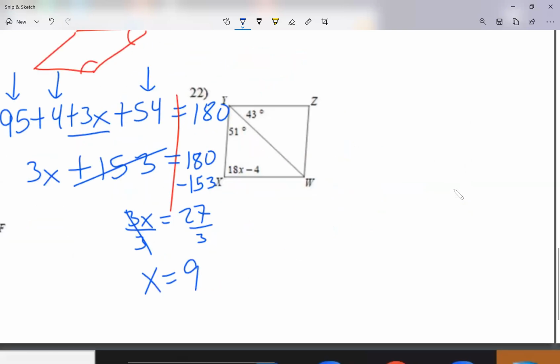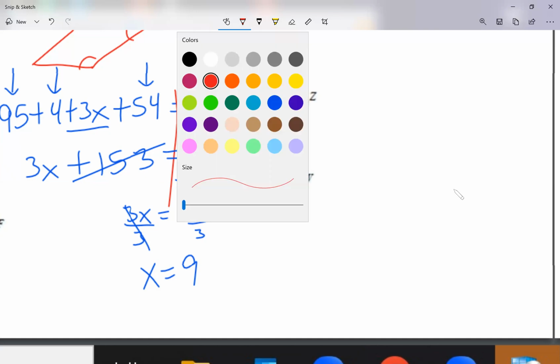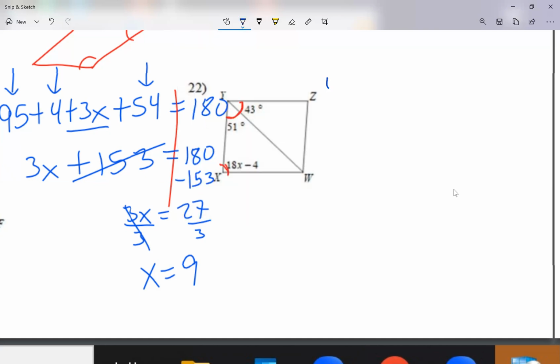Let's take a look at question number 22. I'm looking at angle y, the entire angle y. I know it's broken down, but I'm looking at the entire angle y and angle x. Those two are adjacent, so I'm just going to add everything and equal 180. So I'm just going to go 43 plus 51 plus 18x minus 4. And I know that all this is equal to 180.